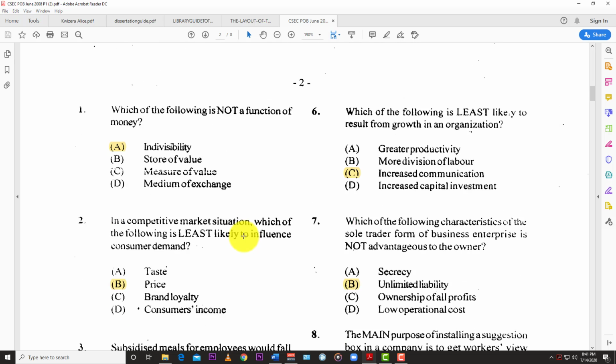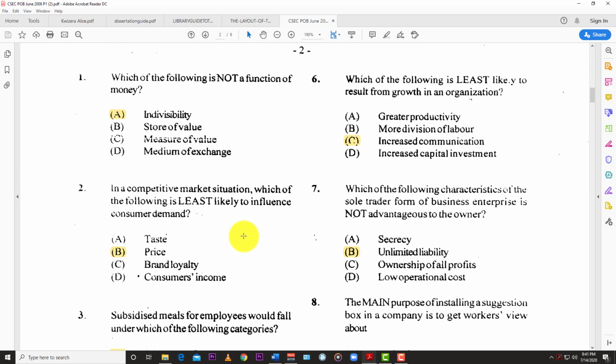Number 6, which of the following is least likely to result from growth in an organization? And of course, the best answer here, out of the options, would be increased communication, because as we know, as businesses grow, you have more and more layers of management, more and more workers, so communication becomes somewhat difficult, and so you don't expect it to increase, you expect it to decrease.